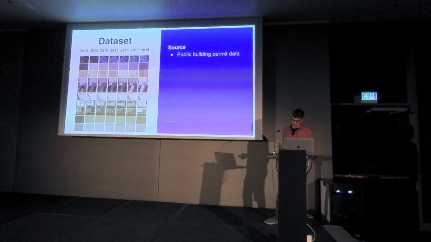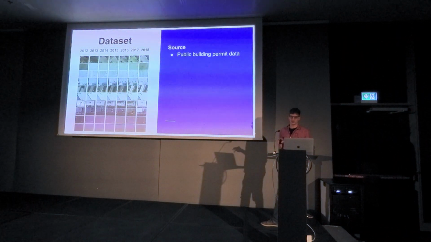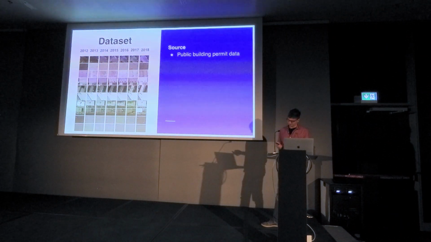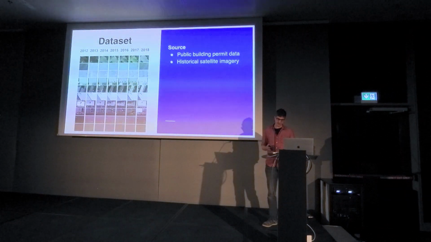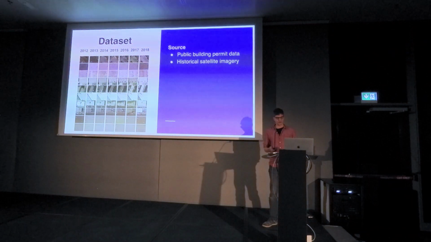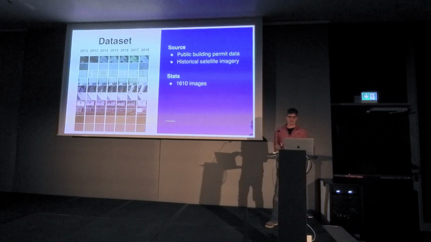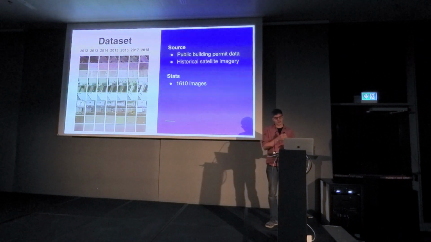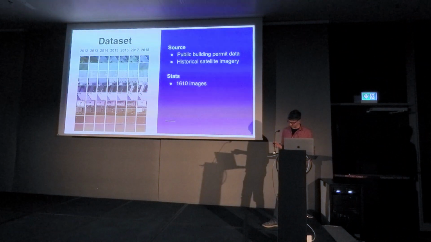So we use public building permit data to identify a lot of buildings for which the roof had been replaced, as well as buildings, sort of the null case, where they hadn't been replaced. And we combine that with historical satellite imagery to build up a data set that contains about 1,600 images. There's an image of a given building every year from 2012 to 2018.